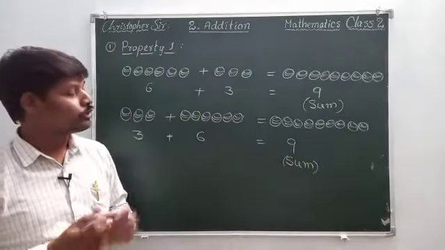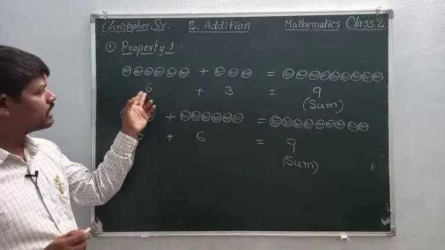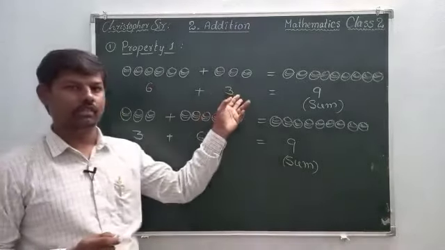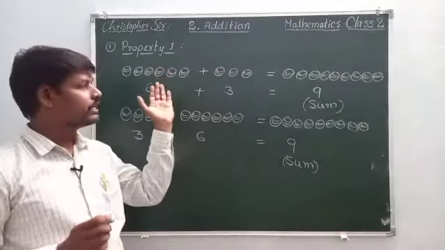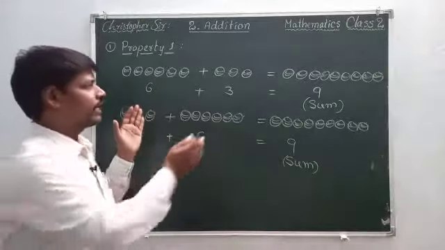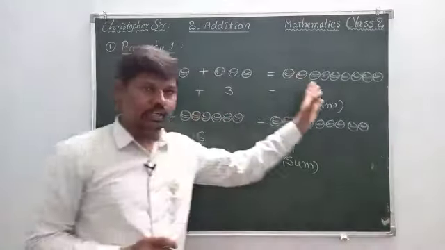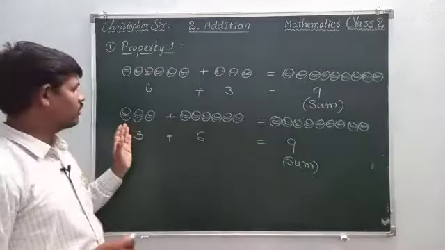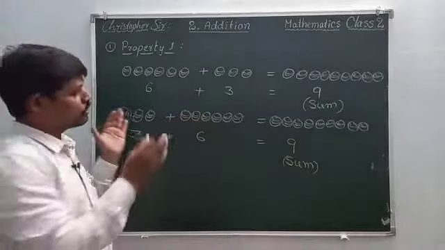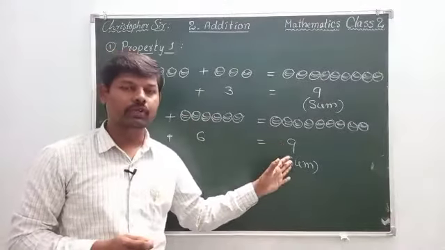Okay. So if you observe clearly, the first time we are adding 6 plus 3: 6 balls and 3 balls, so we are adding 3 balls to the 6. 6 plus 3 is equal to 9. Here 3 plus 6, you are adding 6 balls to the 3 balls. 6 plus 3 is also equal to 9.